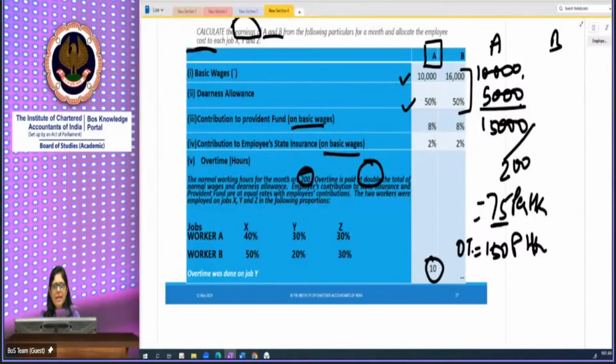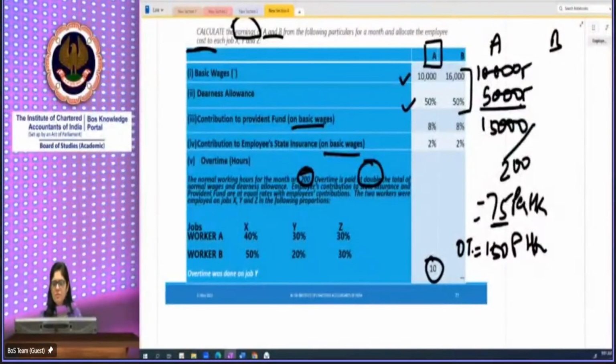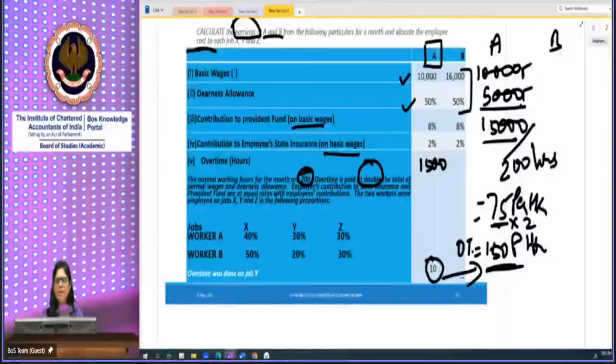So we have taken basic and DA. I'm calculating overtime. Only A has worked overtime. Basic of A is 10,000 and DA is 5,000, so total wage of A is 15,000. 200 are normal working hours, so the normal rate per hour for A is 75. For overtime it has to be paid at double the rate, so into 2, 150 per hour overtime rate for A. And he has worked for 10 hours, so overtime comes to 1,500 for A.